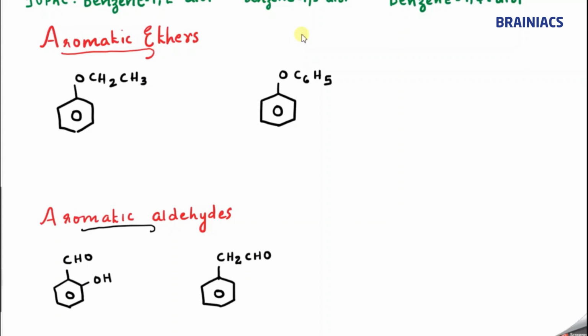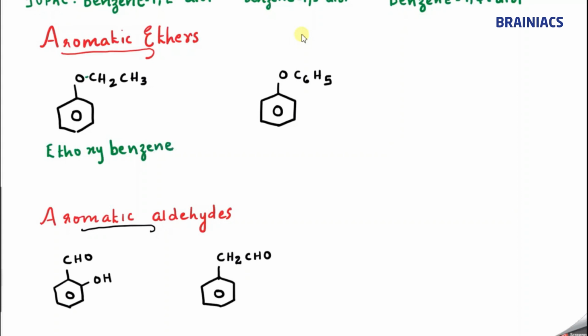Okay, so we know that this O is the ether linkage, correct? For ethers we say alkoxy. With the O linkage there is a phenyl ring as well as CH2CH3. The smallest one is CH2CH3, so we say ethoxy. Ethoxybenzene.